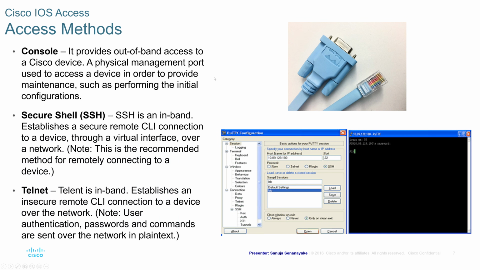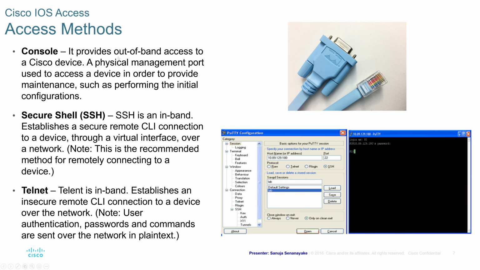So on Cisco IOS, how do you access the CLI? Whether it's a switch, router, or an access point device with some configurations in it, there are a couple of ways to access the Cisco IOS: console, SSH, or Telnet. The console provides out-of-band access to a Cisco device. It is a typical physical management port used to access the device in order to provide maintenance, such as performing the initial configurations.